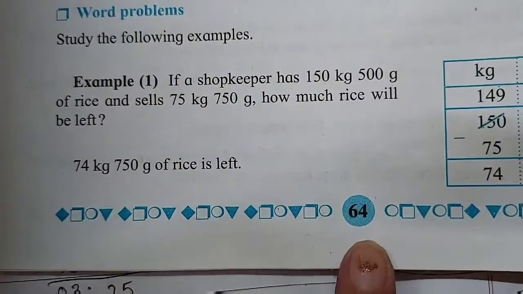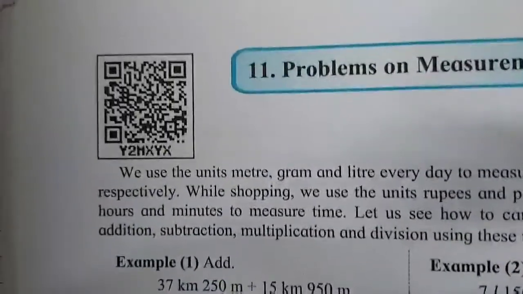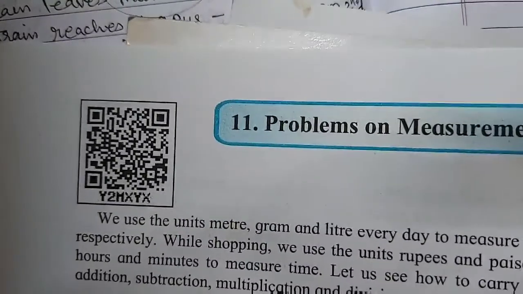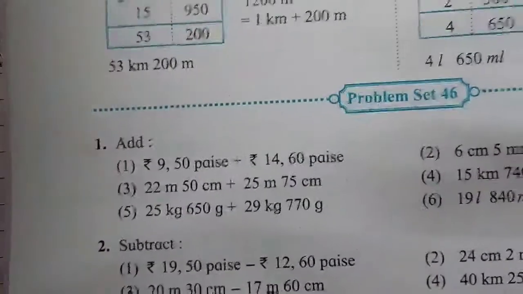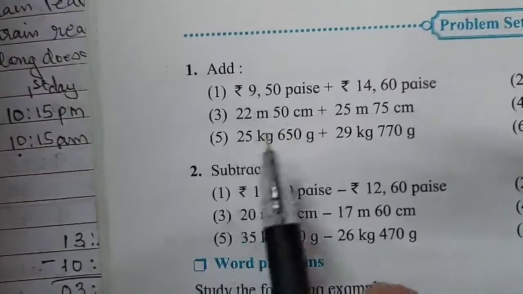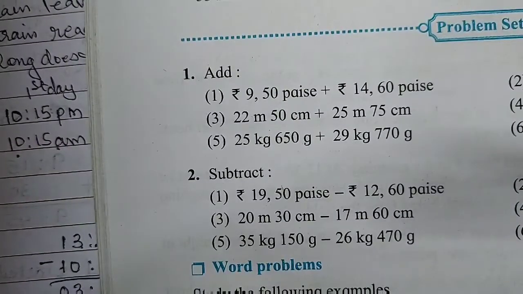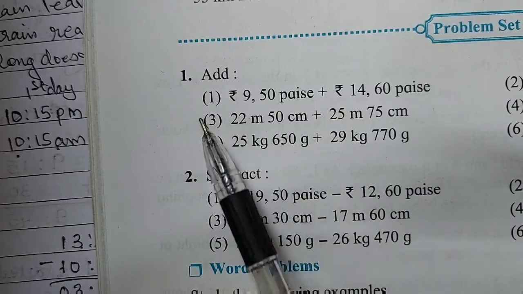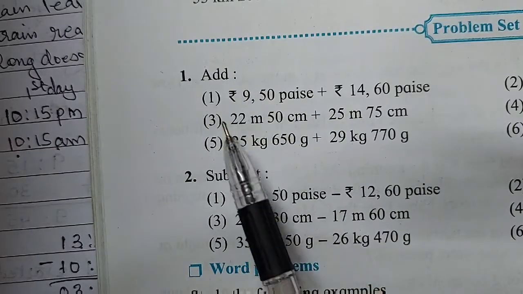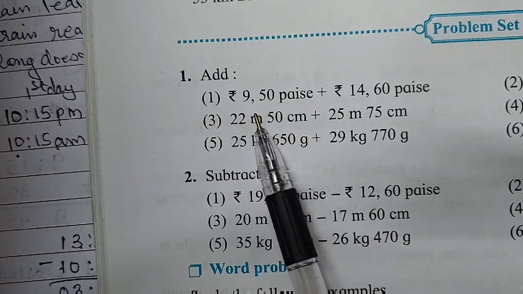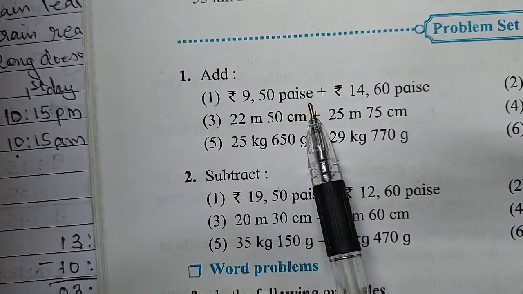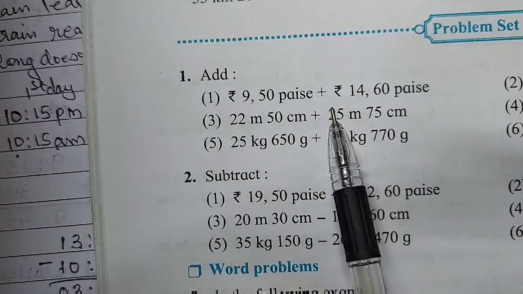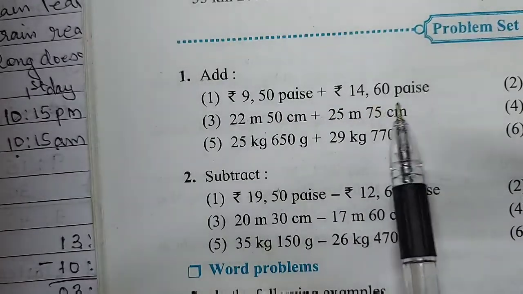Page number 64, chapter number 11, that is problems on measurement. Now your problem set 46 is add, subtract and the word problems. Okay children, so we'll begin with addition. The first sum is rupees 9.50 paise plus rupees 14.60 paise. We have to add it.